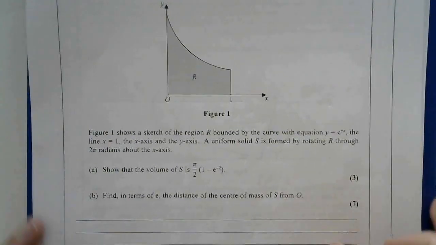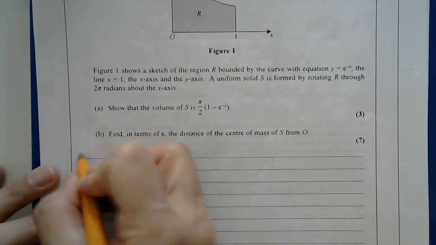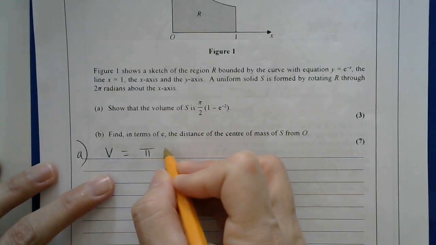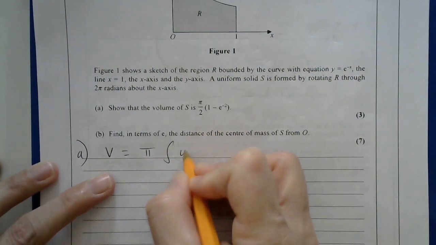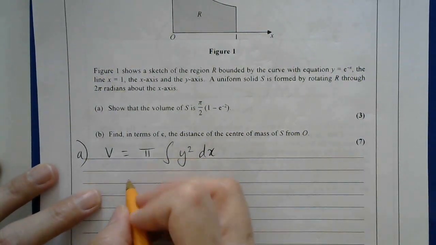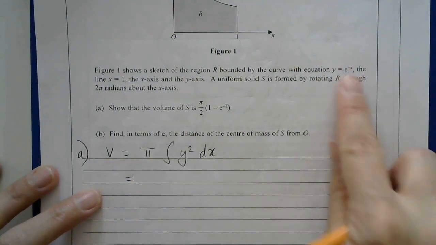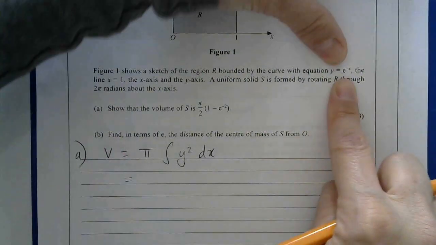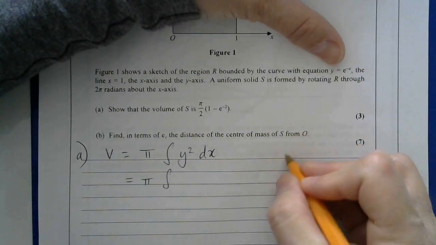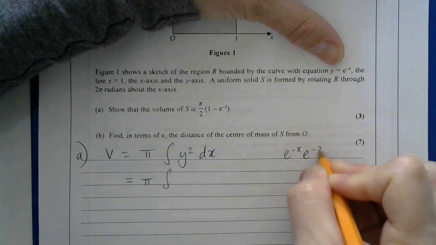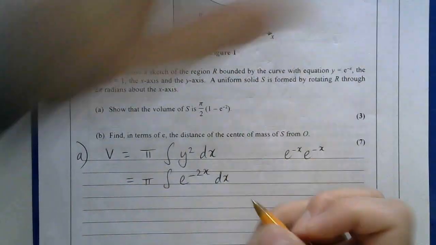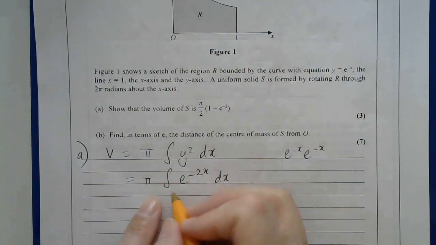So to work out the volume of revolution, I need to integrate, do pi multiplied by the integration of y squared dx. In this case, I had the equation of y here. So I will do pi multiplied by the integral of this squared, and e to the negative x multiplied by e to the negative x will make e to the negative 2x. And the limits will go from 0 to 1.